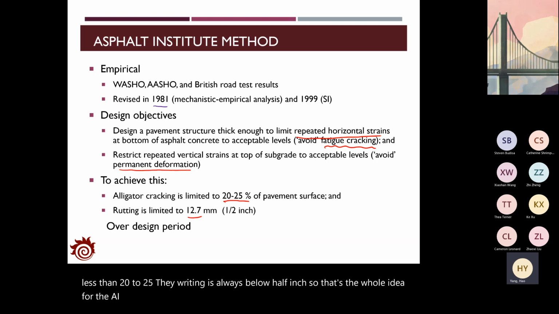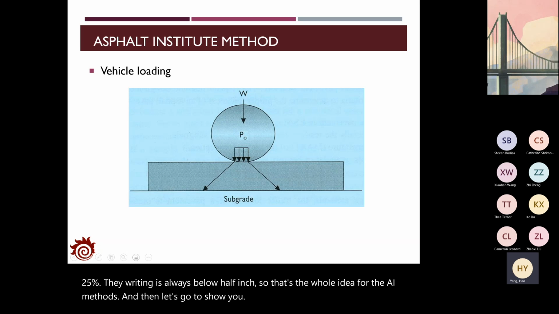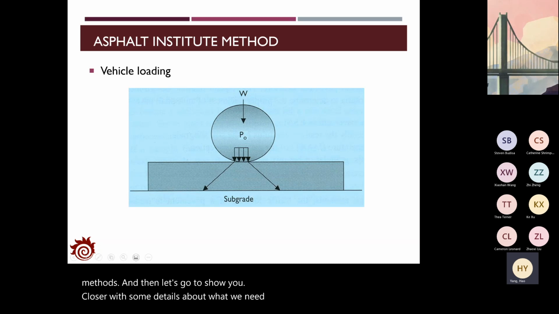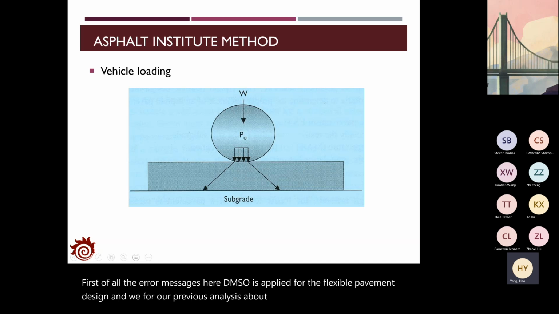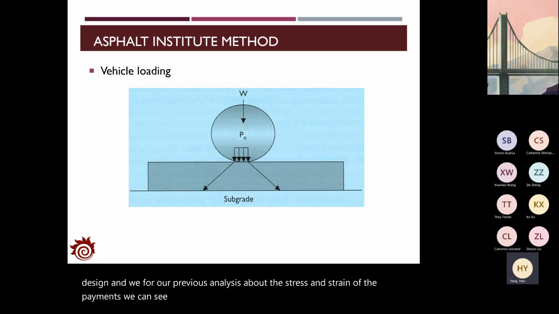And then let's go through some details about what we need to think about for the AI method. First of all, the AI method is applied for flexible pavement design, and from our previous analysis about the stress and strain of the pavements, we can see that the load will be transferred through the pavement structure.